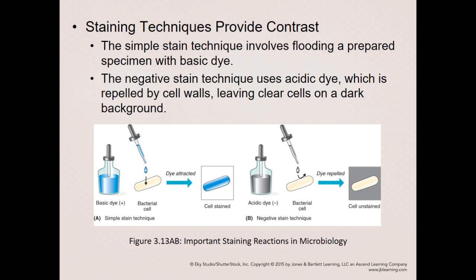In a negative stain technique, we use an acidic dye that is repelled by the bacterial cell, because in biology and chemistry, opposites attract. Proteins in the cell wall are negatively charged. So if we use a positive dye, that positive charge is going to be attracted to the negative cell wall. But if we use a negative dye, the negative dye is going to be repelled by that negative cell wall. And so with a negative dye, we actually stain the slide, but we don't stain the cells.